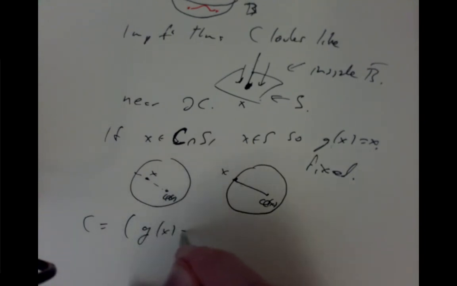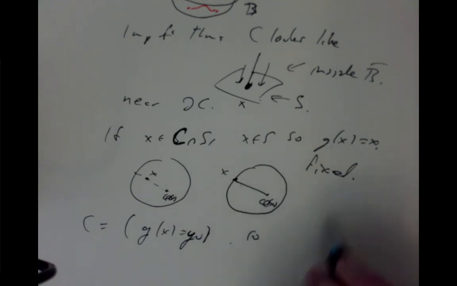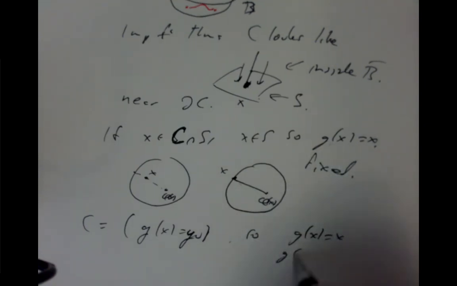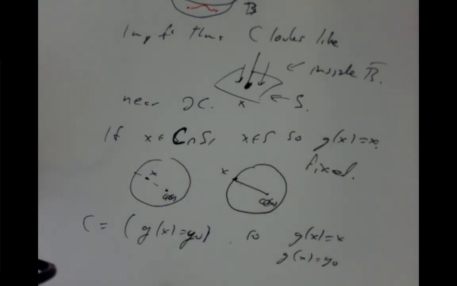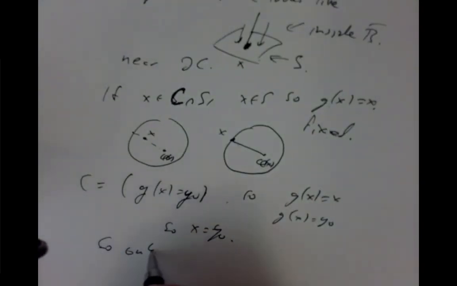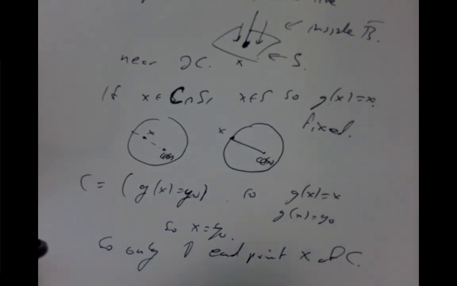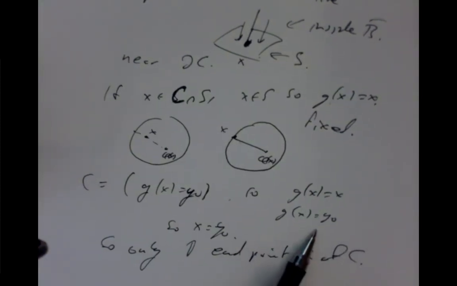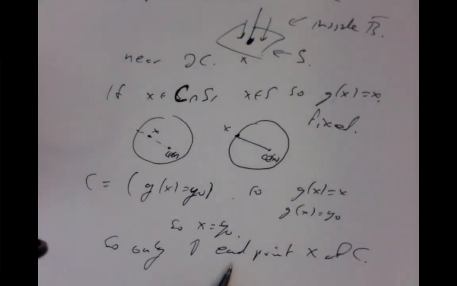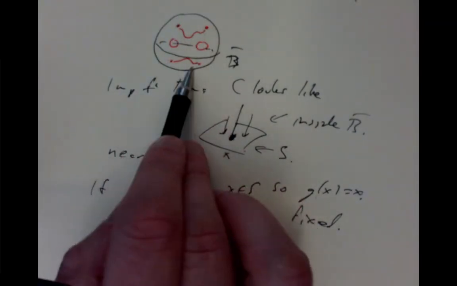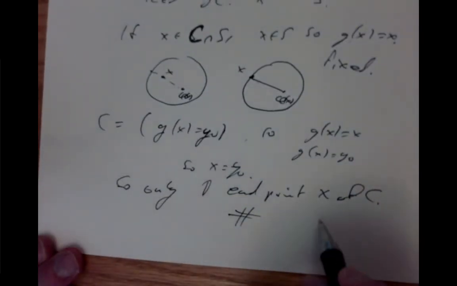But by definition, the curve C is the preimage of Y naught. So C is the set of X where G of X is Y naught, and so G of X is X, but also G of X is Y naught because it's supposed to be in this curve. So X is Y naught, and that means there's only one such point X. So only one endpoint X of C. But we know Y naught is an endpoint of C. So it has exactly one endpoint, but that contradicts the fact that we said it has to have an even number of endpoints. So that's the contradiction. And that gives us our proof.